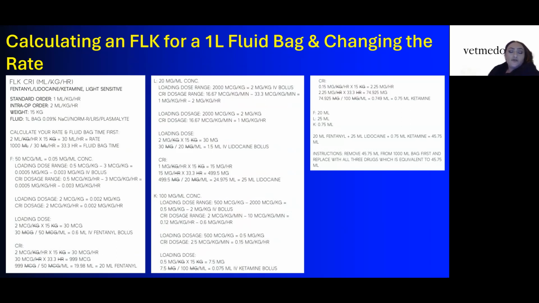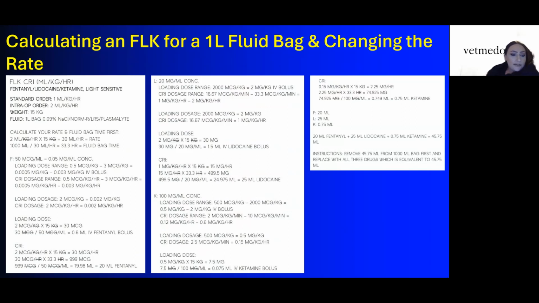I like doing the drugs with loading dose and then CRI all in one fell swoop, basically, and then move on to another drug rather than calculating loading doses and then CRIs. So for fentanyl, 50 mics per mil is our concentration. Our loading dose range is 0.5 mics per kg to 3 mics per kg as an IV bolus. Our CRI dosage range is 0.5 mics per kg per hour to 3 mics per kg per hour for a fentanyl CRI and fentanyl, lidocaine, ketamine CRI.